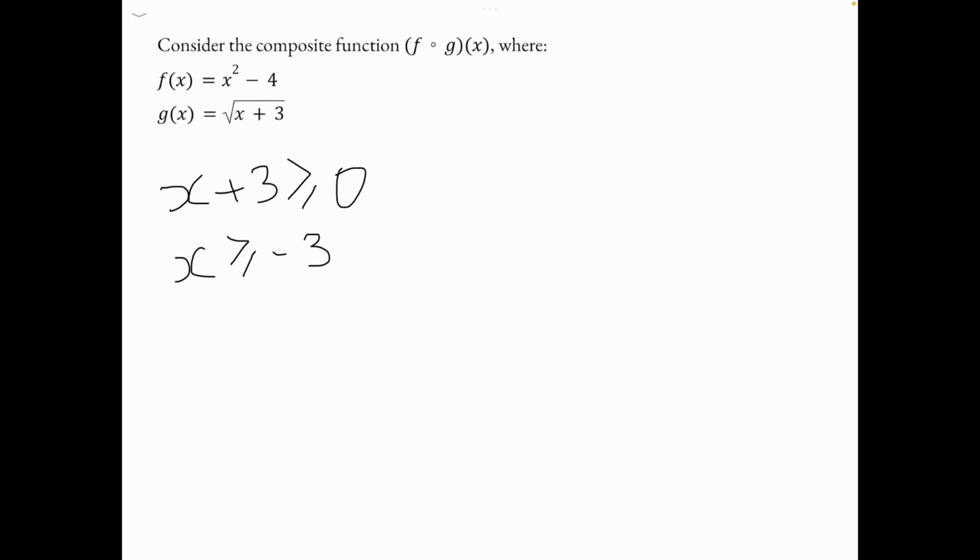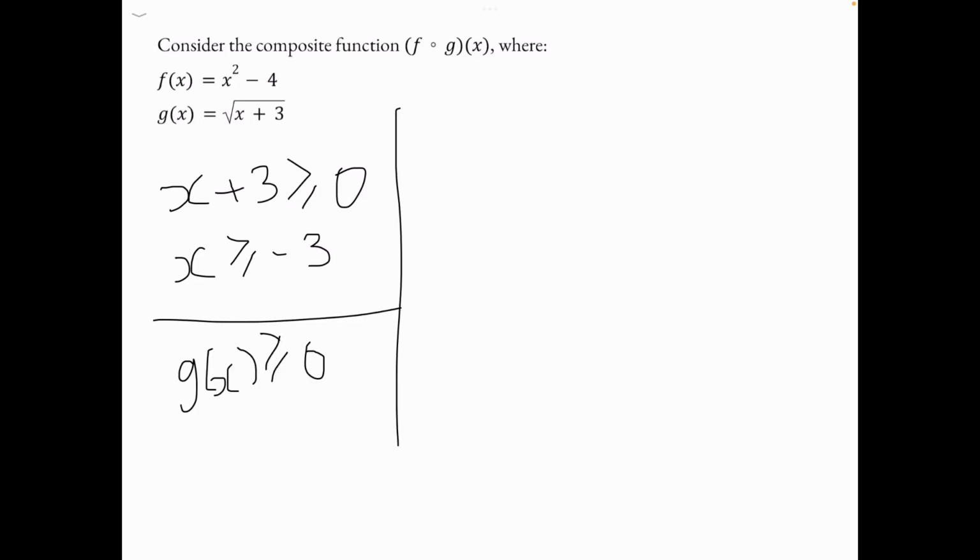Second, we'll find the range of g(x). The range of g(x) is the set of all values that g(x) can take. Since g(x) is equal to root x plus 3, the smallest value of g(x) occurs when x plus 3 is minimized, which is when x is equal to negative 3. As x increases, g(x) increases as well. Therefore, the range of g(x) is all non-negative numbers.